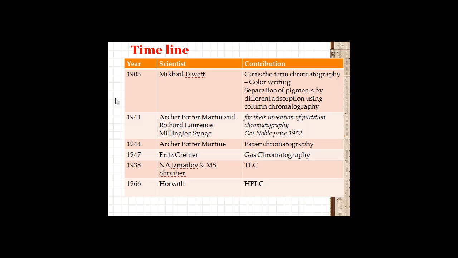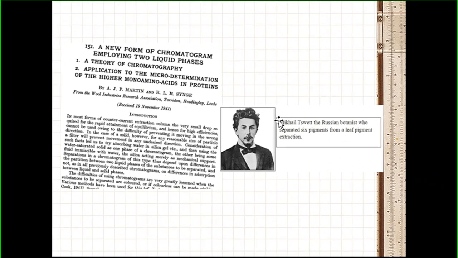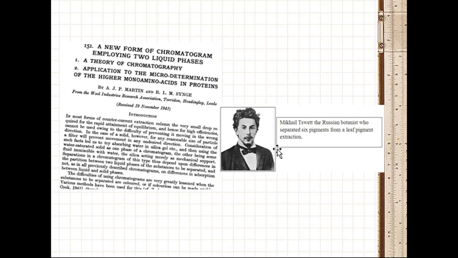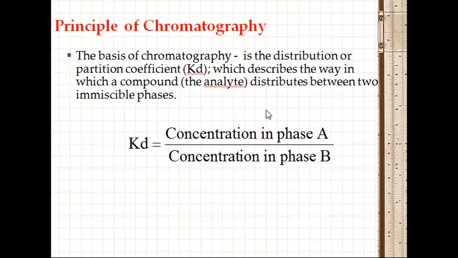This is the time frame showing the significant contribution of scientists in the field of chromatography. He is the scientist Michael Tswett, who coined the word chromatography, and these two scientists, A.J.P. Martin and R.L.M. Synge, received the Nobel Prize for the invention of partition chromatography in the year 1952. Chromatography works on the principle of partition coefficient, that is Kd.